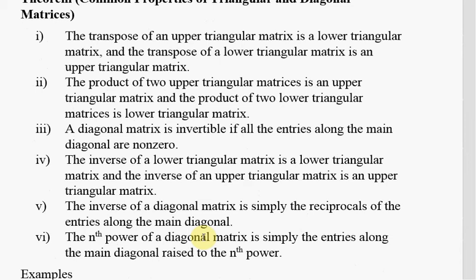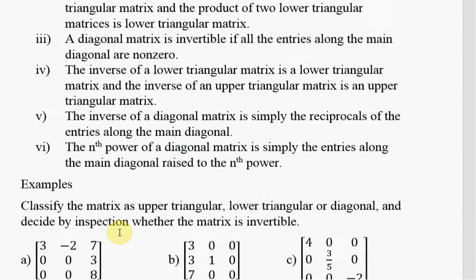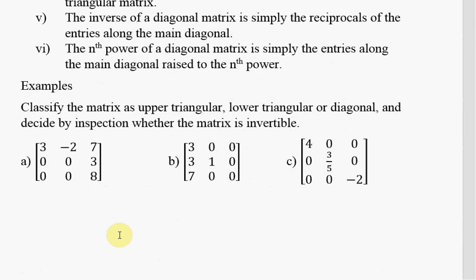Examples. Classify the matrices as either upper, lower, triangular, or diagonal, and decide by inspection whether the matrix is invertible. Now, when they say inspection, does that mean to do work to solve it? No, it's just inspection. Just look at it, and hopefully you should be able to deduce what is being asked for. So part A, is that upper or lower triangular? It's upper. Is the matrix invertible? Why do you say no?